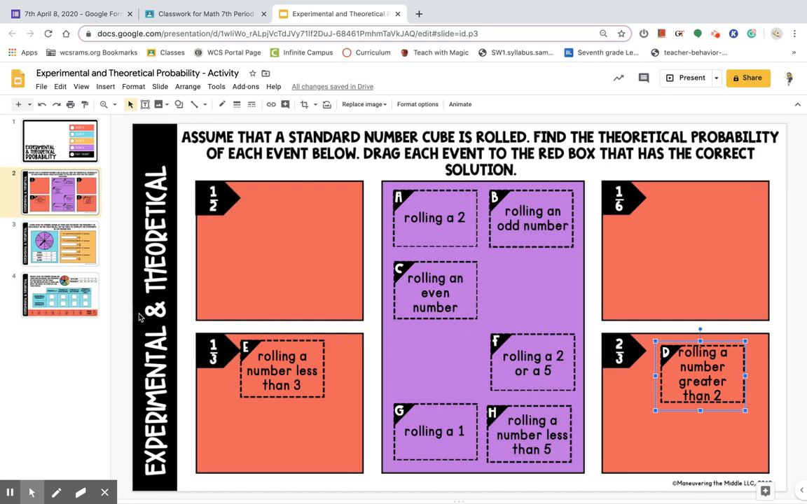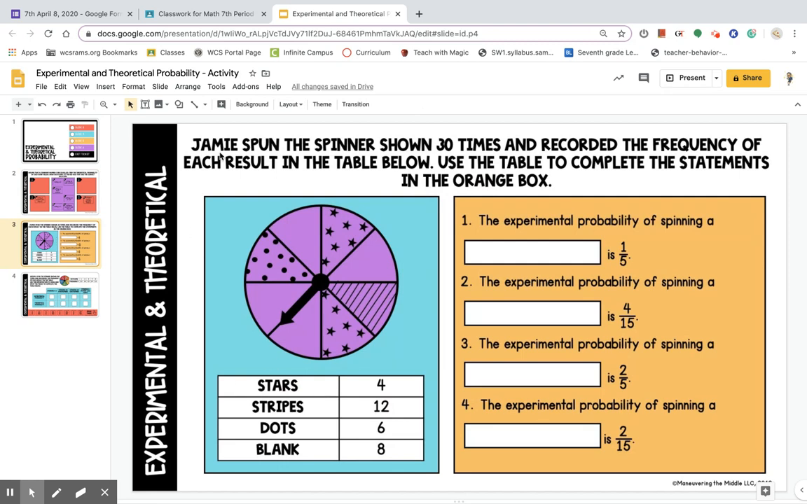What's that probability? On this slide, it says Jamie spun the spinner shown 30 times and recorded the frequency of each result in the table below. Use the table to complete the statements in the orange box. So it says the experimental probability of spinning a blank is 1/5. The experimental probability of spinning a blank is 4/15.